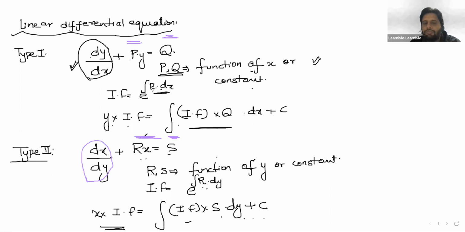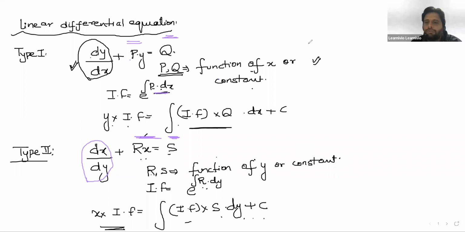What is the integrating factor? e to the power integral of P dx. Here you have e to the power integral of R dy. So both are opposite to each other. First it is normal. Okay. So when do we know which type we have to take?